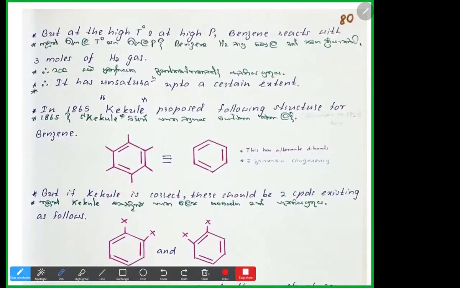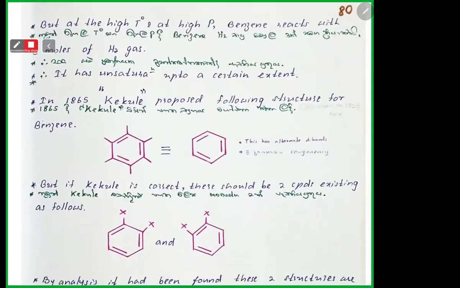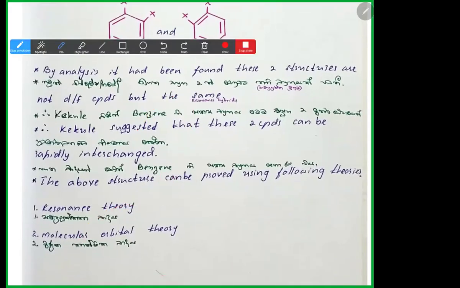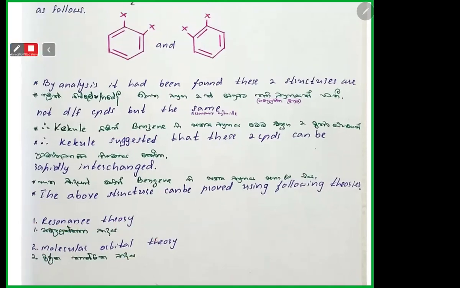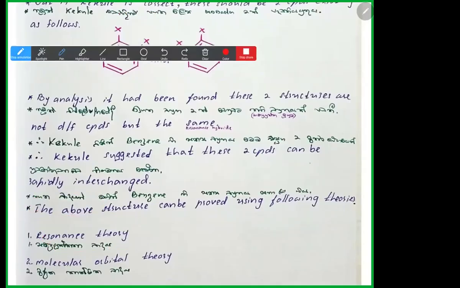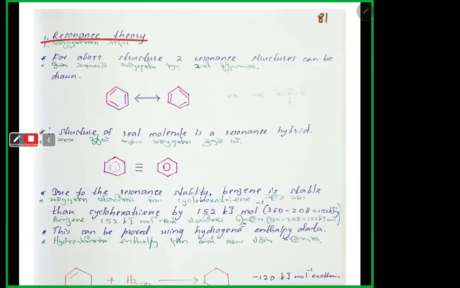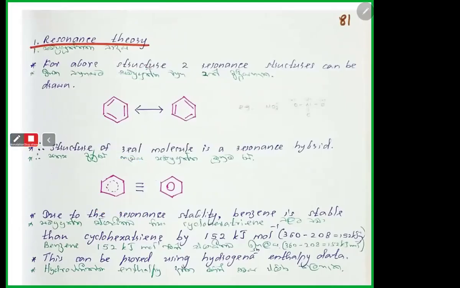But then they identified that if you have this structure, there are supposed to be 2 different structures when you add 2 halogens. But they found there are no two different structures. There is only one single structure, even when adding two halogens. Then they came across two theories, resonance theory and molecular orbital theory. These two structures are interchanging very fast, so that it exists as a resonance hybrid. You have just one single structure.